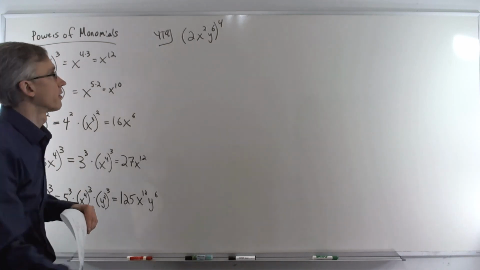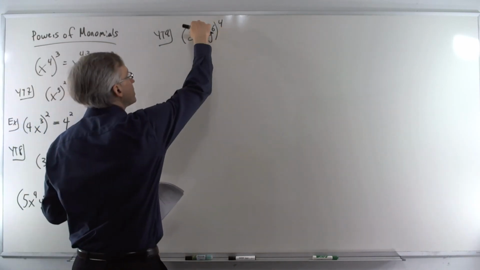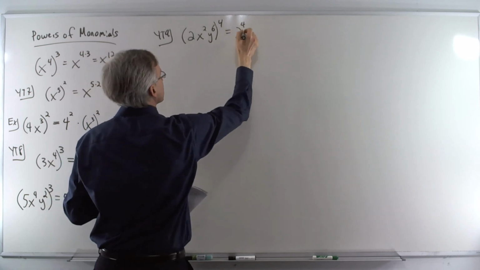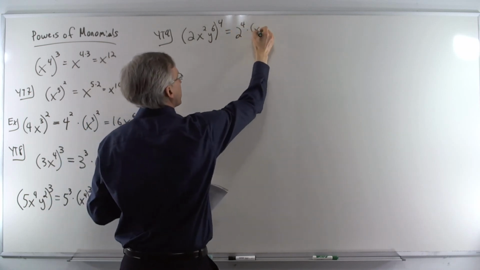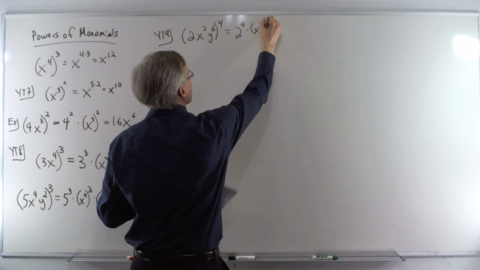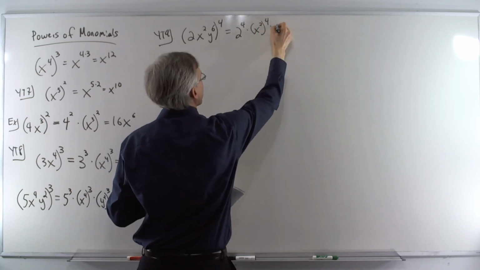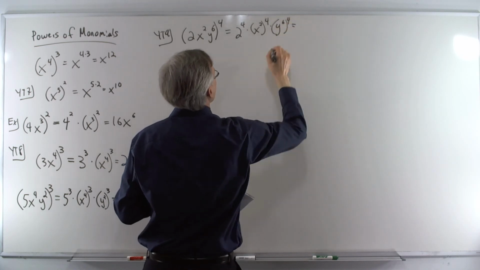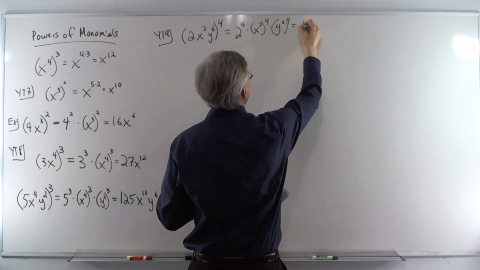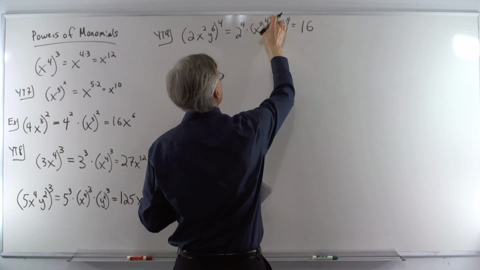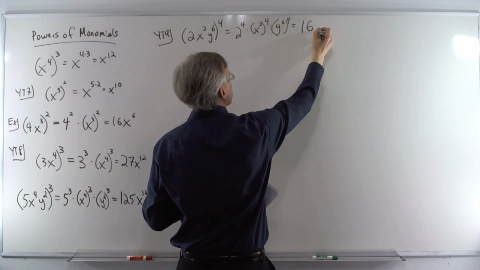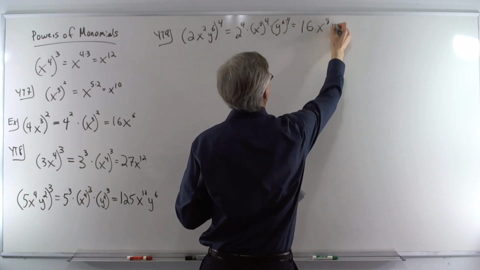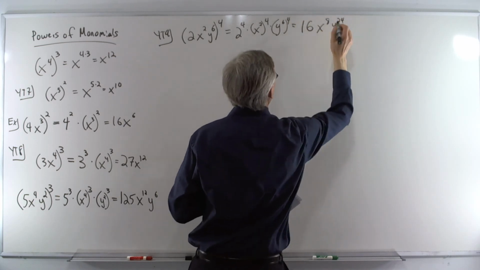So we're going to apply this outer power, 4, to each of these three things. So that gives us 2 to the 4th times x squared to the 4th times y to the 6th to the 4th. Right, 2 to the 4th is 16. Multiply these exponents. 2 times 4 is 8, so we get x to the 8th power. And then 6 times 4 is 24, y to the 24th power.